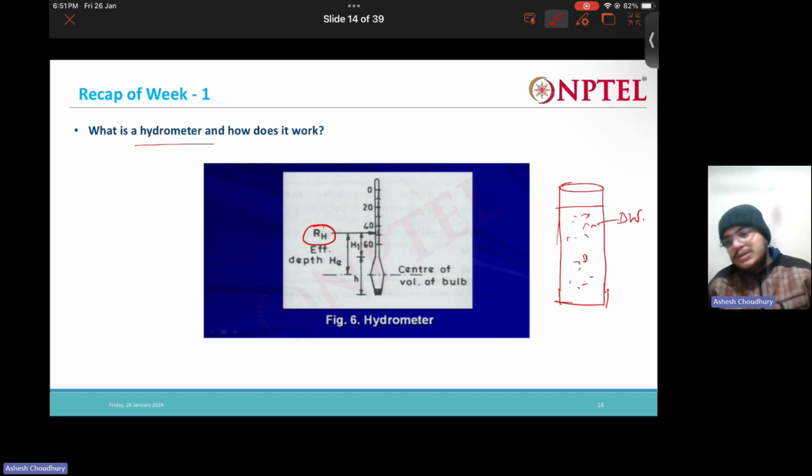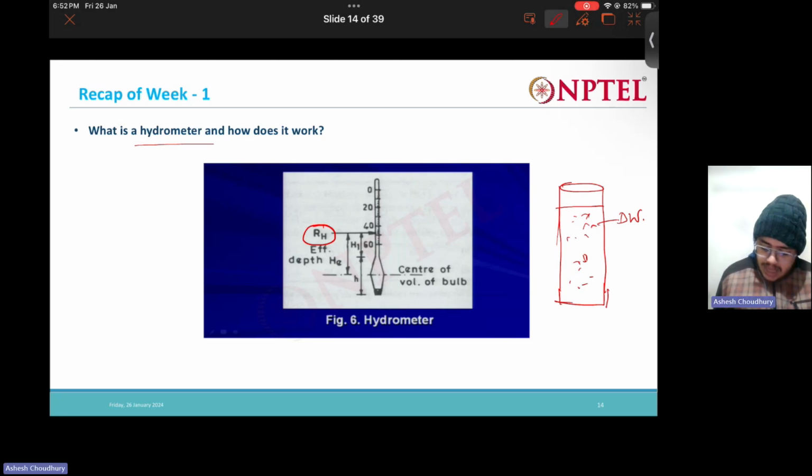Also, we put some non-coagulating agent in there, so that these particles do not flock together and coagulate. Okay, there is no flocculation. So some non-flocculating agent is actually given.